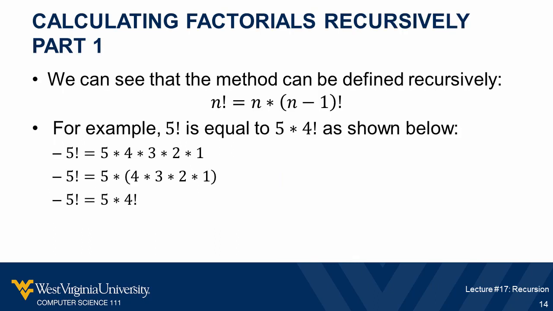So we know that n factorial is equal to n times n minus 1 factorial. So for example, if we have 5 factorial, that's equal to 5 times 4 factorial, as I've got shown on the slides here. This part here is really a clear setup for having a recursive method. The part that we're solving ourselves is the n, and the part that we're doing the recursive call for is to compute the n minus 1 factorial.